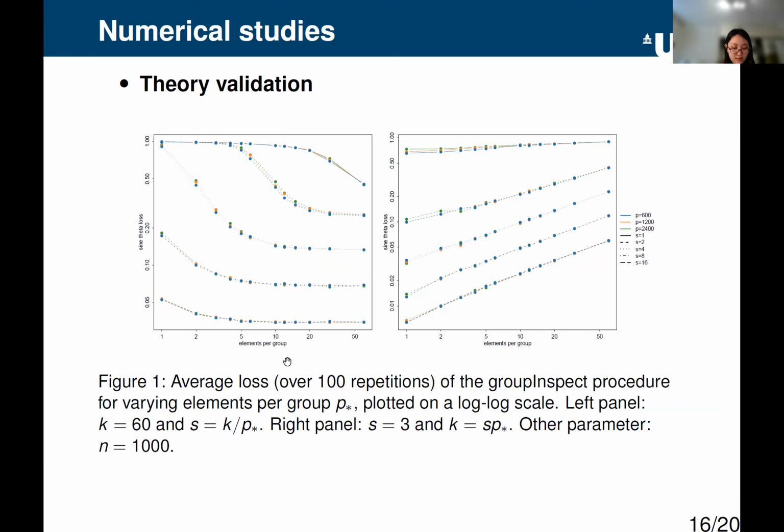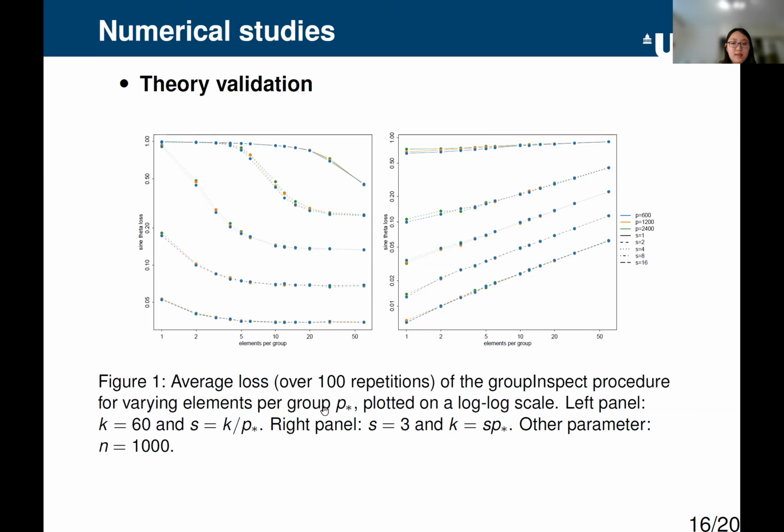We run the algorithm for 100 repetitions, and each time we can get an estimated projection direction. For each estimated projection direction, we calculate the sine angle loss of V hat. We calculate the sine angle loss between V hat and the oracle direction of projection V, and we plot it against the elements per group.